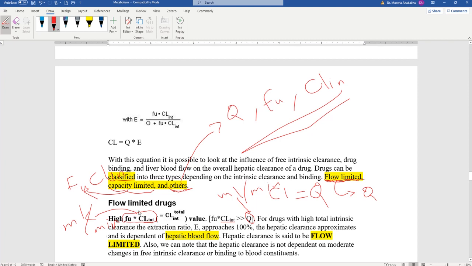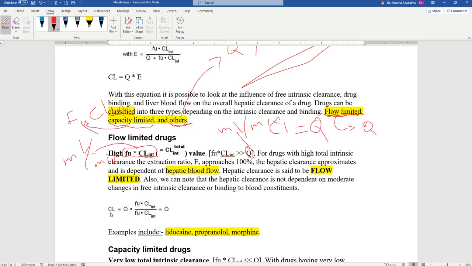You don't have any problem with cars and buses. Here you don't have any problem with the enzymes. You have a lot of enzymes. They are able to take care of the drug. Then the problem is the drug reaching these enzymes. Then the Q will be controlling the process. That is why we call it flow limited drugs. It will be controlled by hepatic blood flow.